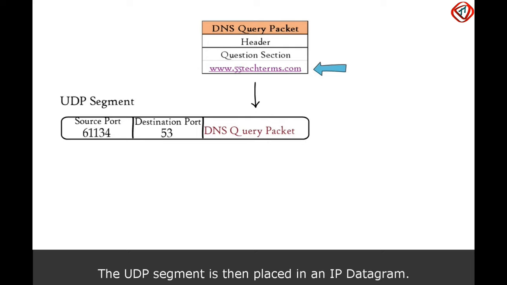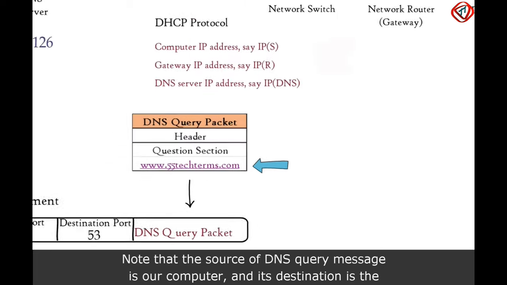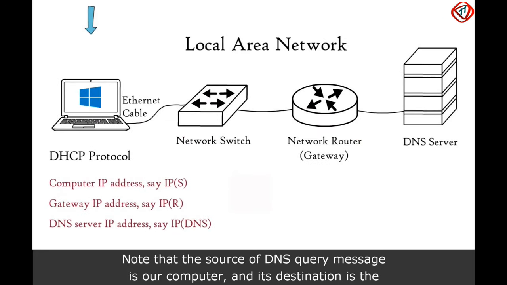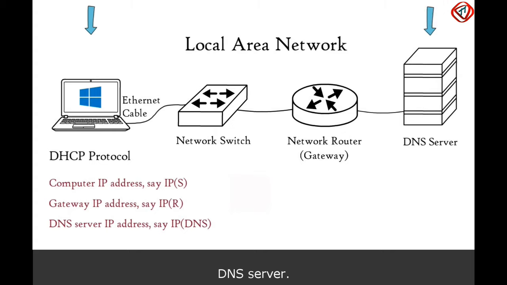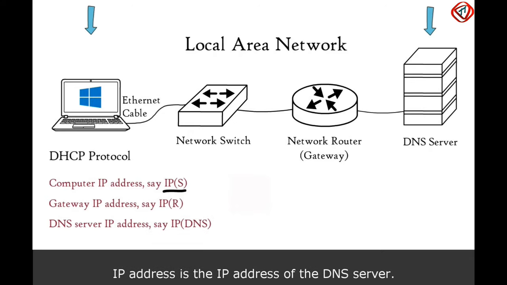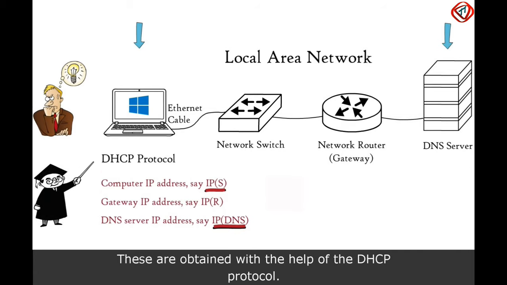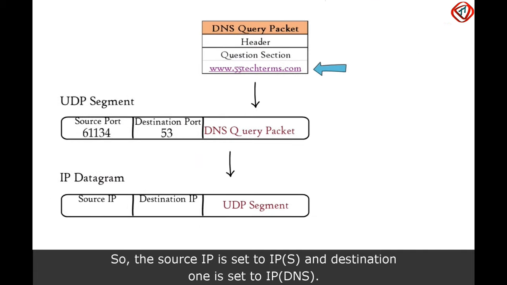The UDP segment is then placed in an IP datagram. Note that the source of the DNS query message is our computer and its destination is the DNS server. So, in the IP packet, the source IP address is the IP address of the computer and the destination IP address is the IP address of the DNS server. But how does the computer know these two addresses? These are obtained with the help of DHCP protocol. So, the source IP address is set to IPS and the destination one is set to IPDNS.